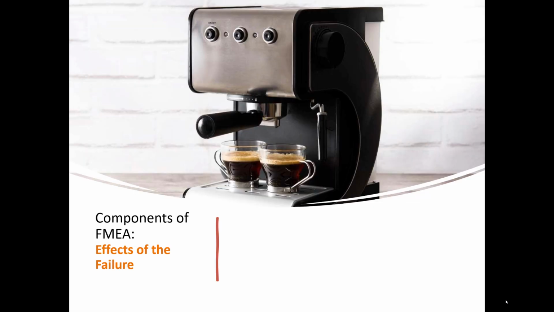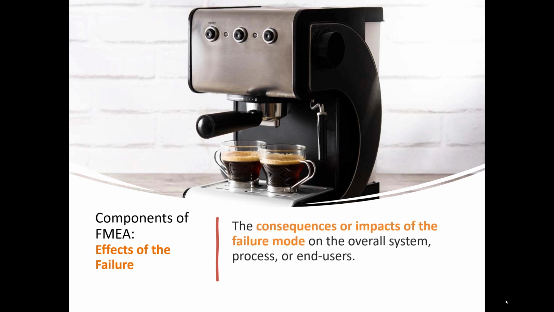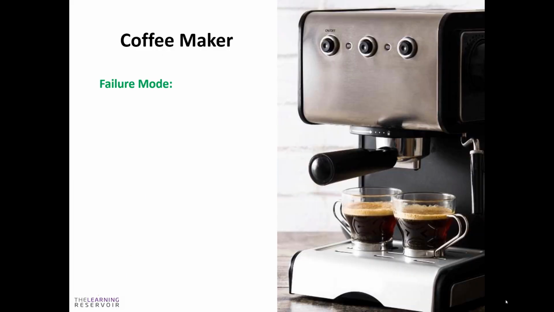The next term you need to understand is the effects of the failure. So that's a key concept in FMEA. So if your coffee maker does not work as it should, for each of those failure modes, what is the consequence or impact of that particular failure mode on the overall system or process or end users? So what you do is for each thing that you identified could go wrong, i.e. the failure mode, you have to identify the effect of that failure.